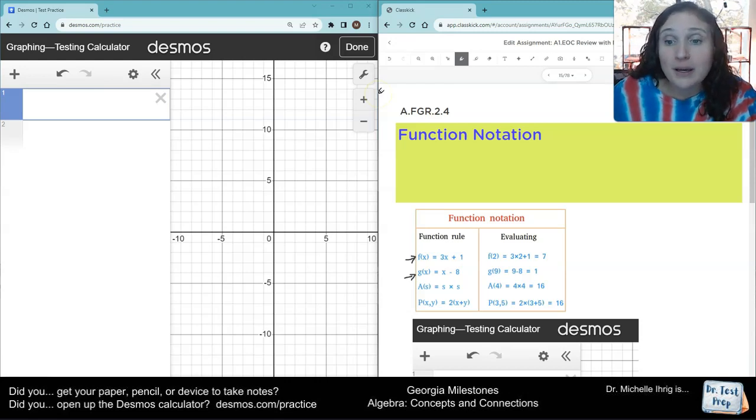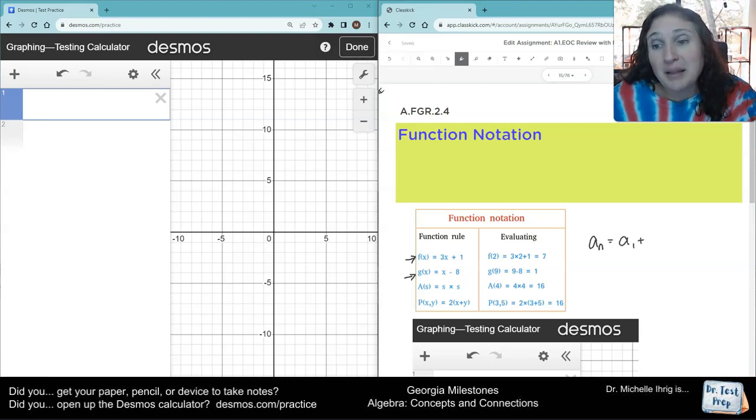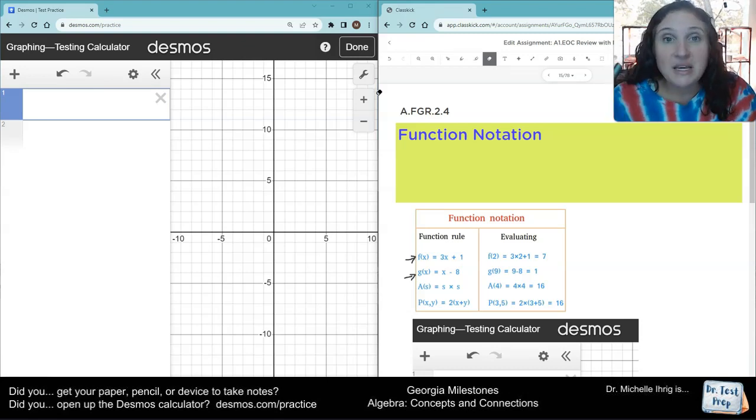When we were doing arithmetic sequence and it was like a sub n equals a sub 1 plus blah, blah, blah, blah, I'm like, dude, just type in f of x instead of a of n and type in the x and you'll be fine. Like, it's super easy. It does it for you. So what do I mean by that?